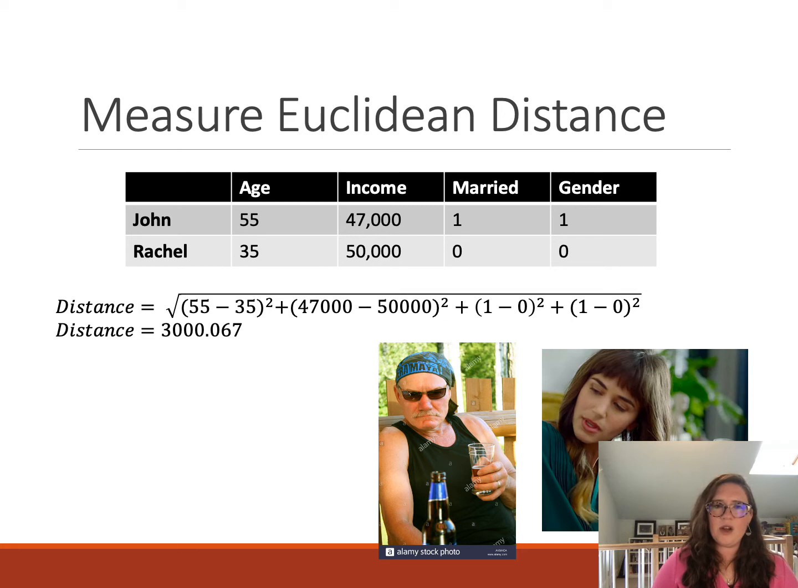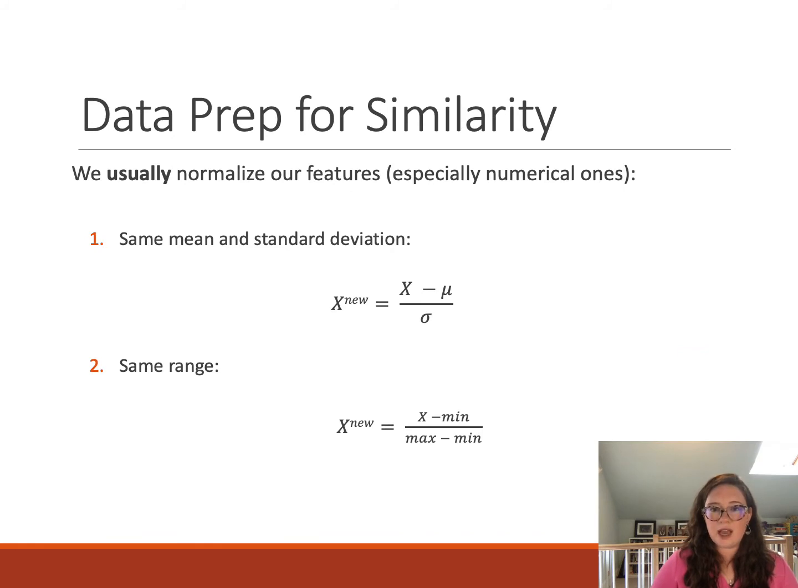You might notice something questionable about this calculation, which is that all of the features are on different numerical scales. Age ranges between, let's say, 0 and 100. Income is in 0 to hundreds of thousands of dollars. And then marital status and gender are categorical variables, so they're binary. So the Euclidean distance is going to be disproportionately affected by income because it's on the largest scale. And so oftentimes we'll use some form of data preparation to compute the similarity.